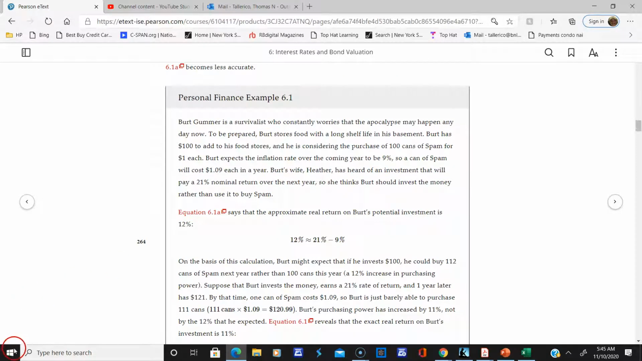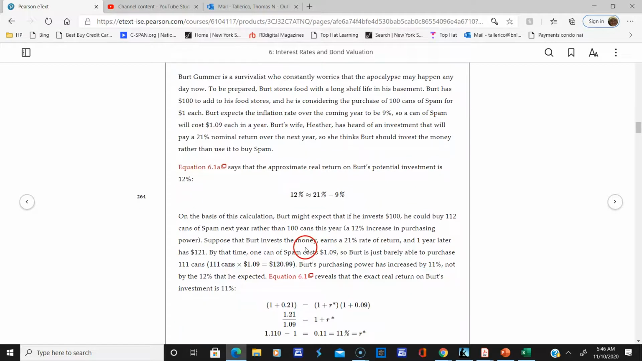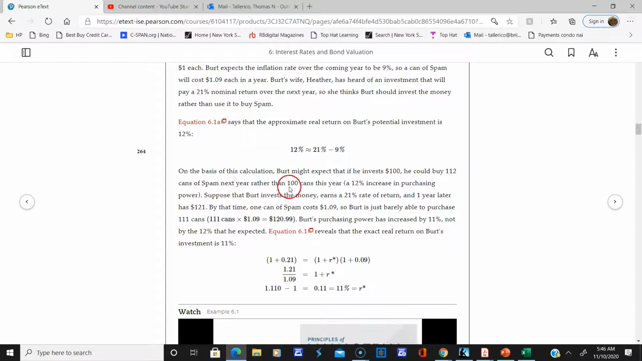All right. So there's a nice example here of this gentleman, and he's a survivalist, whatever, and they show that the inflation is very high in this example, 9%. And basically, he has an investment that's going to pay 21%, which is quite good, right? So you can see the real rate on his investment is 12%. You just subtract off the inflation rate from the nominal rate here.